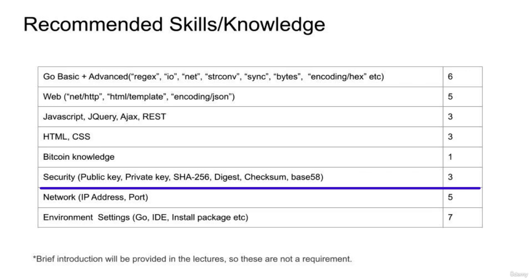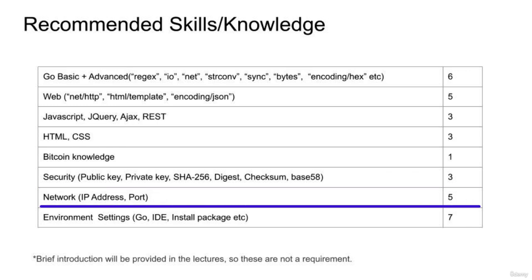Next is security. This time, we'll be using security-related algorithms such as public key, private key, SHA-256, digest, and so on. Regarding this point, if I explain each security-related algorithm, the lectures will end up being quite long. So instead of going into detail about each algorithm, I'll summarize and pick up only the important points of the algorithms. If after listening to my explanation, you feel you want to learn more about it, then please Google it.